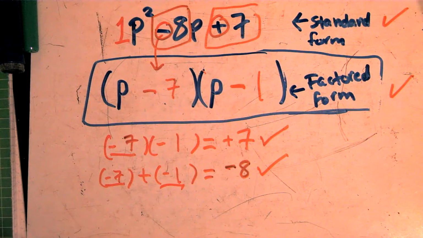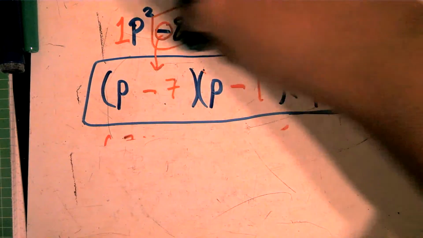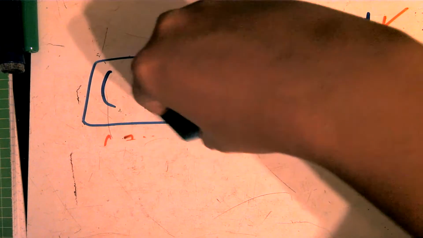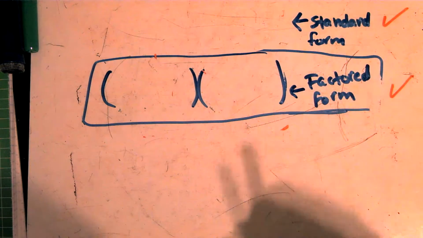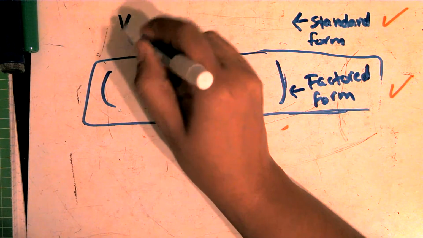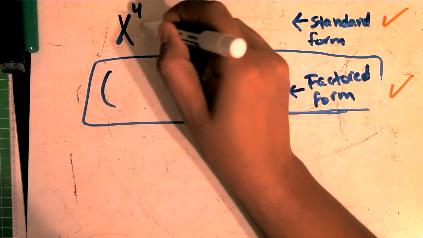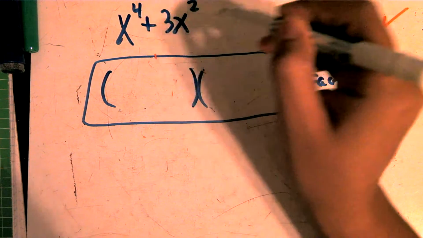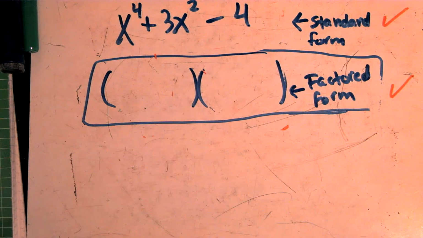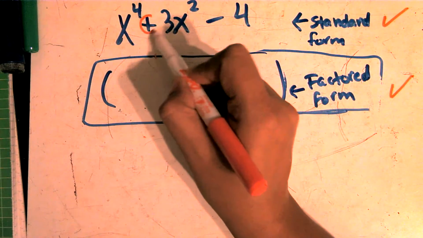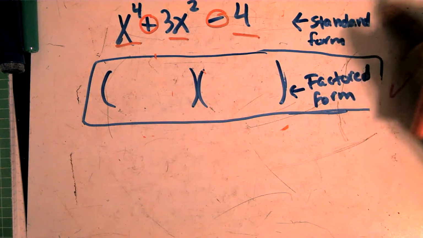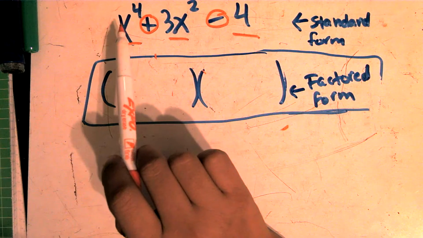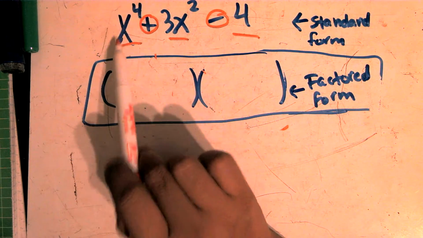Okay, so let's do a couple more examples, except now we're going to be dealing with a trinomial of the degree of 4. We'll see what that means. So we have here x to the 4th power plus 3x squared minus 4. We're still dealing with a trinomial. We have 1, 2, 3. This is in standard form. This is a polynomial to the 4th degree because the highest exponent is 4.